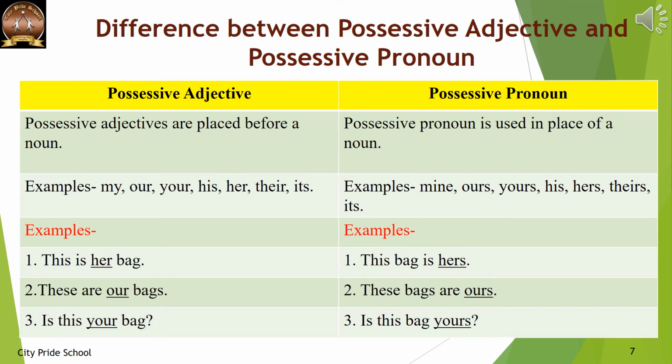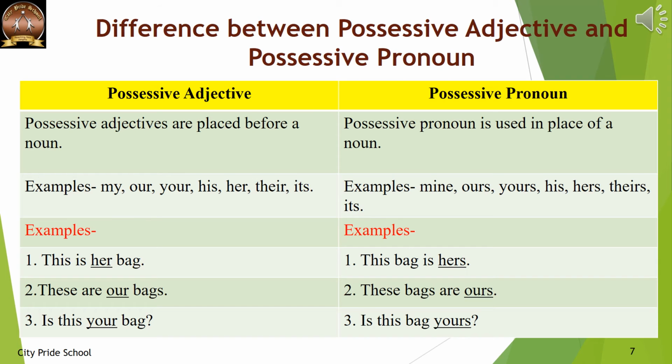Examples of possessive adjectives: my, our, your, his, her, their and its. And examples of possessive pronouns: mine, ours, yours, his, hers, theirs and its. So what is the difference between the possessive adjective and possessive pronoun? Can you identify from the examples? Yes. In possessive pronouns, you have s at the end, whereas in possessive adjectives, you do not have it. Okay, so this is one difference.